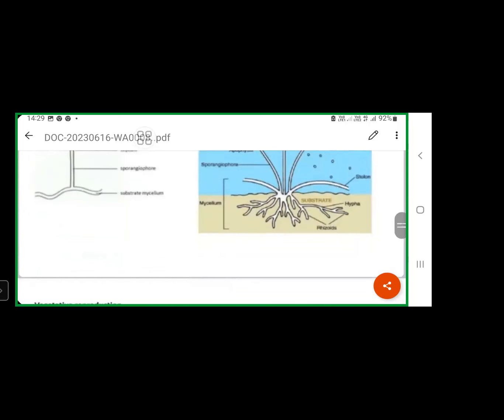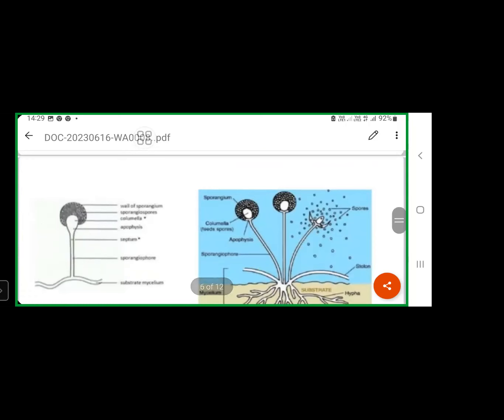Here is one important point I want to mention. Actually, this Mucor is mycelial form. The plant body is mycelial in condition, but sometimes this fungus Mucor produces yeast-like structures. This condition is called the torula state. Sometimes this fungus appears yeast-like in condition. This condition is called the torula condition.